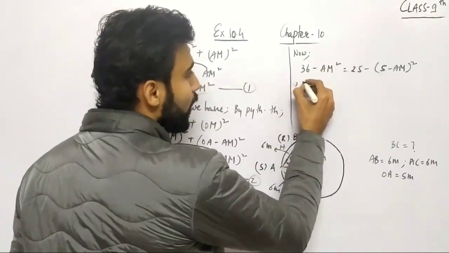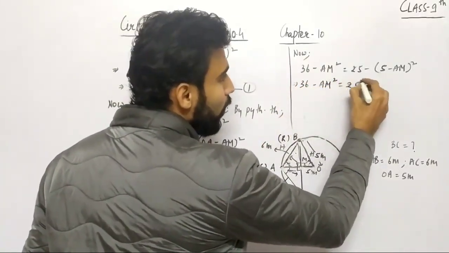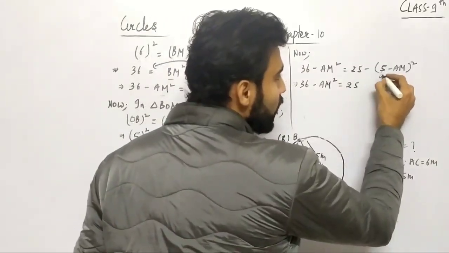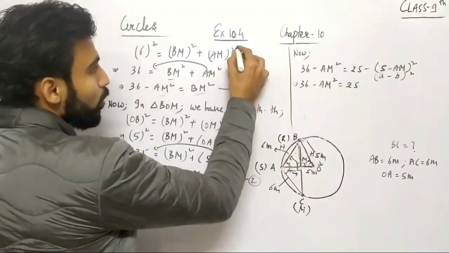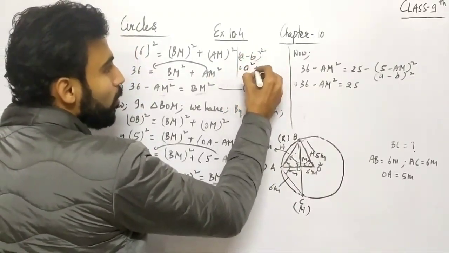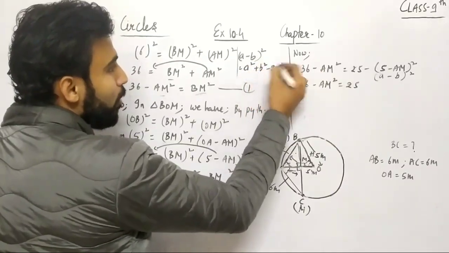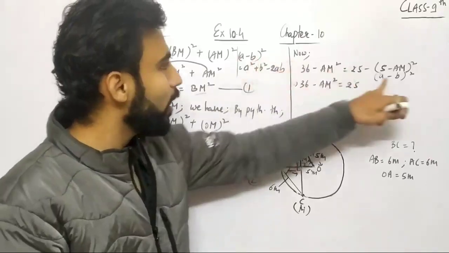So what it will be like, you can see 36 minus AM square as it is. Now 25. Now if you look carefully, this is the structure of A minus B whole square, right? Now what is A minus B whole square? Let me just tell you. A minus B whole square is A square plus B square minus 2AB, right? So here you can see what comes in place of A, 5, and in place of B, AM.